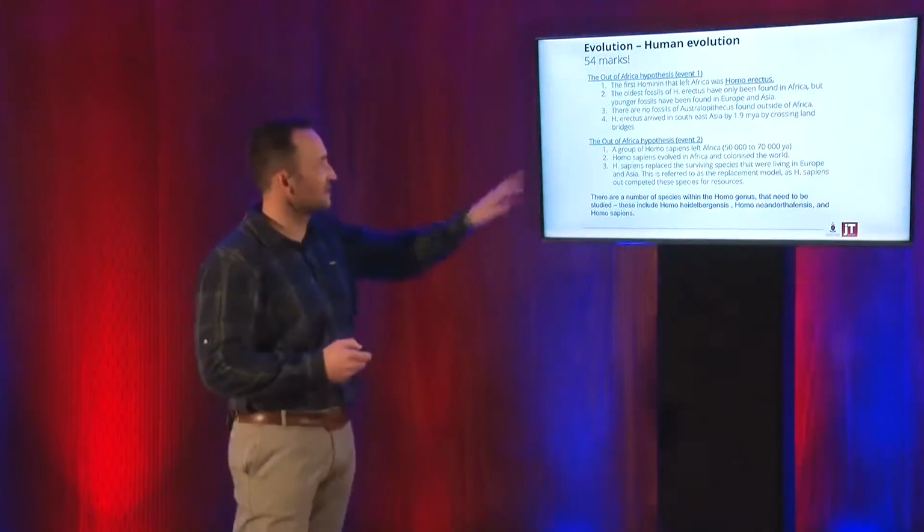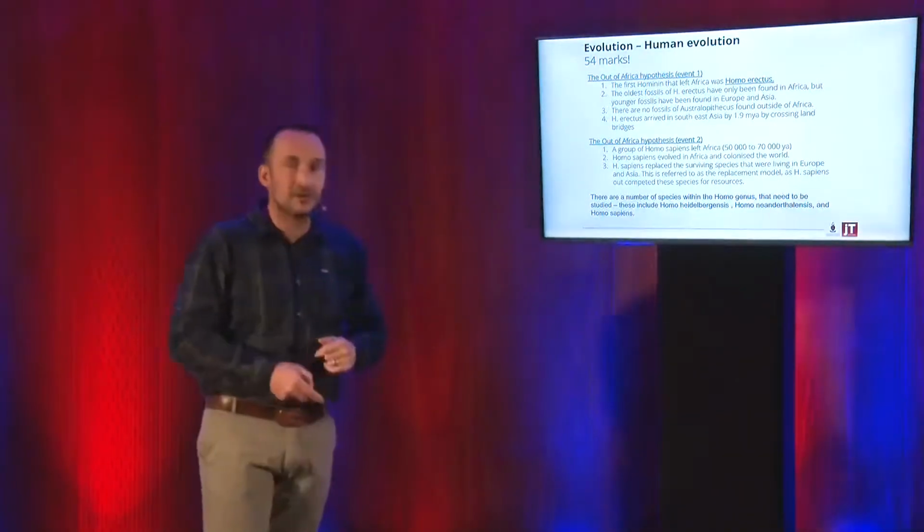If we're looking at event 2, about 70,000 years ago, now we're not talking million years ago, we're talking 70,000 years ago. Okay? A group of Homo sapiens also left Africa. And what happened is they populated Europe and Asia as well, and they outcompeted those early species of Homo erectus for resources, which means the Homo sapien became the surviving species in those parts of the world. There are a couple of points for us to go through.